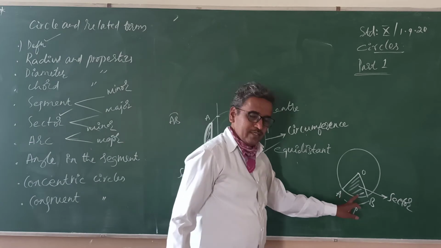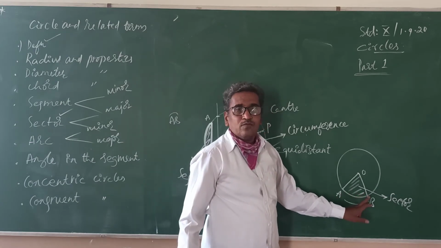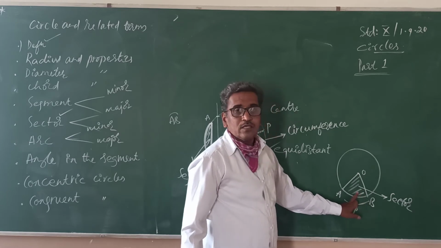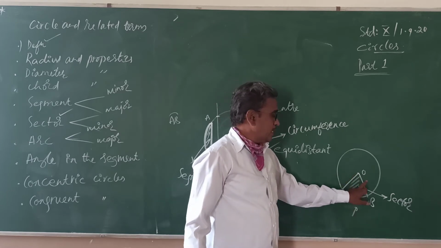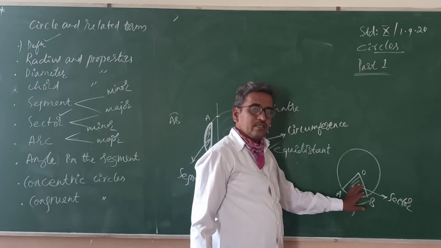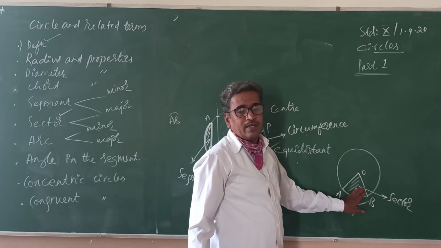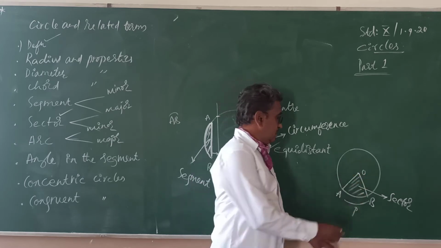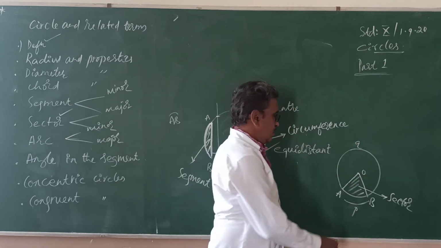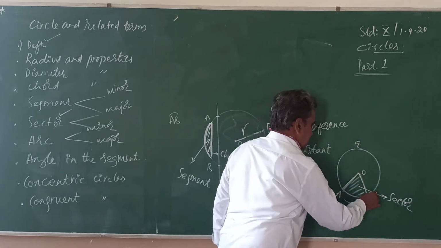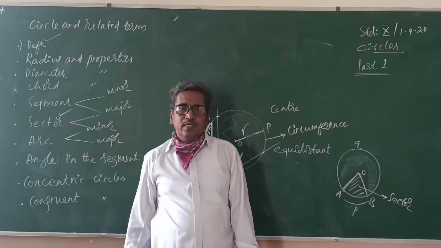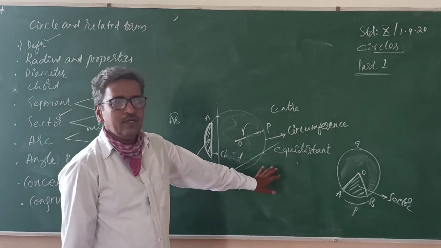So a sector is a part of the circle which is bounded by two radii and an arc. This smaller one is the minor sector. This is the major sector. AB is an arc, OA is a radius, OB is a radius. The area bounded by two radii and an arc is called a sector. That is the definition of a sector.